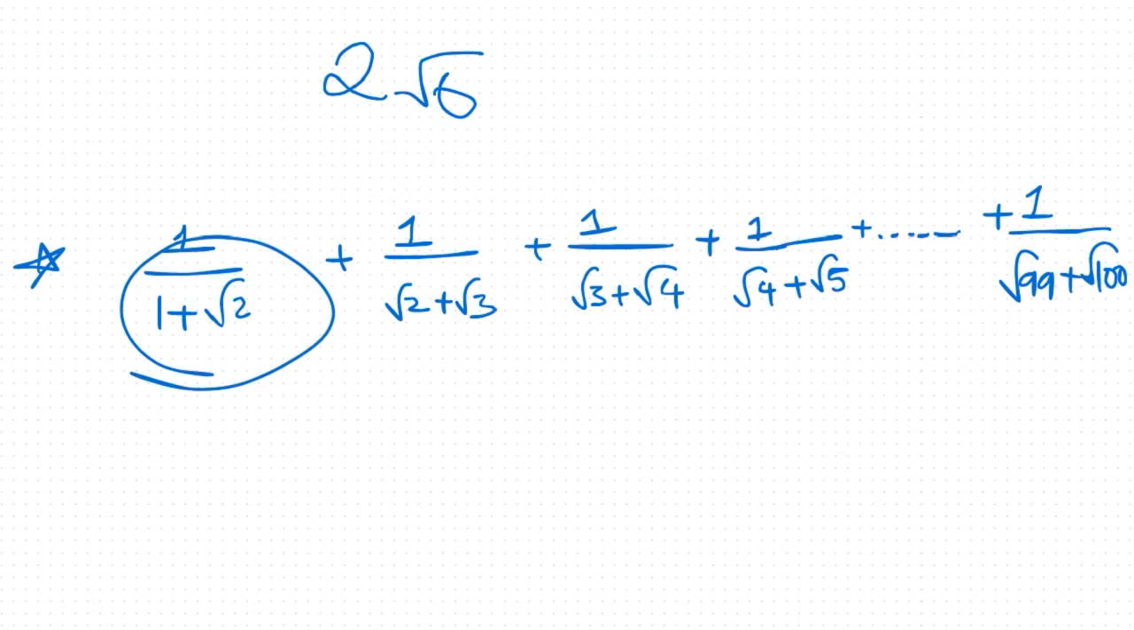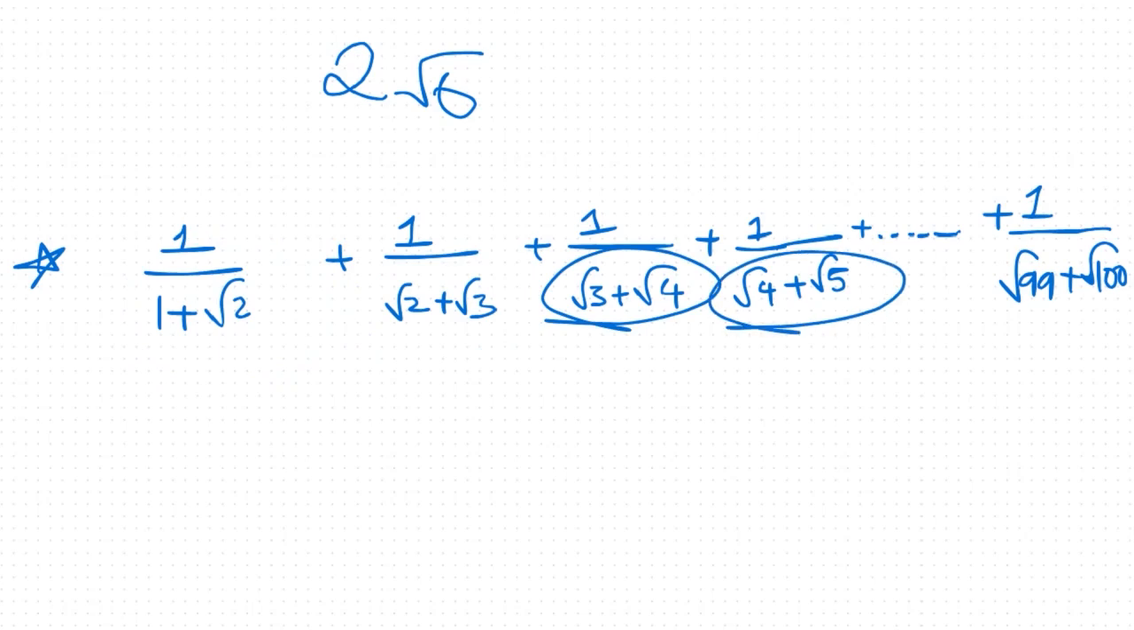1 over 1 plus root 2, plus 1 over root 2 plus root 3, again 1 over root 3 plus root 4, and so on: 1 and 2, 2 and 3, 3 and 4, 4 and 5, 5 and 6, like that up to 99 and 100. Would it be 1 over root 100?